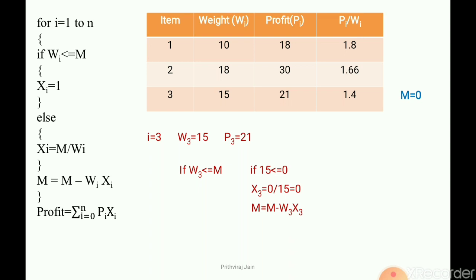m is equal to m minus W3 x3. So m is equal to 0 minus 15 into 0, so the m value is equal to 0 again. That's all. So we have finished the 3 iterations, because the n value here is given as 3, since we had only 3 items or objects.